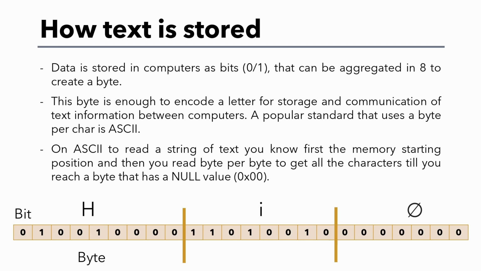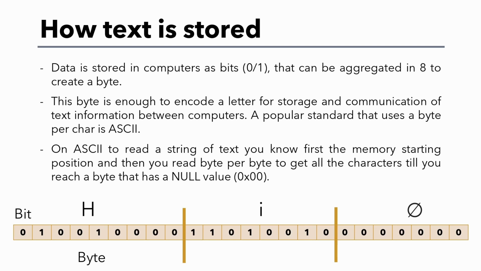Each bit can store two states. We usually define both as 0 or 1, or even false and true. These bits can be aggregated in 8 in order to create a byte that can have 256 states. Now, this is already enough to encode a letter and to be used as storage and communication of text information. A popular standard arose in the 60s called ASCII that eventually encoded text with 1 byte per char.